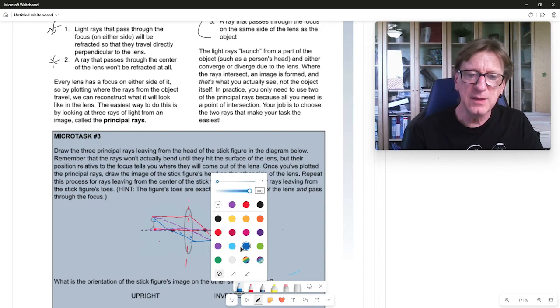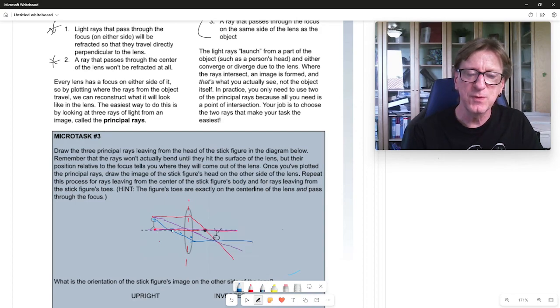And then finally, if I have a light ray that passes through the focus on this side, well, guess what? It's also in the same spot. So his feet are still going to be on the center line. Once I have any two parts of the object there, I can plot what the image is going to look like. So we launch some light rays from his head, and we launch some light rays from his feet, and we can see where they get plotted using our principal rays.